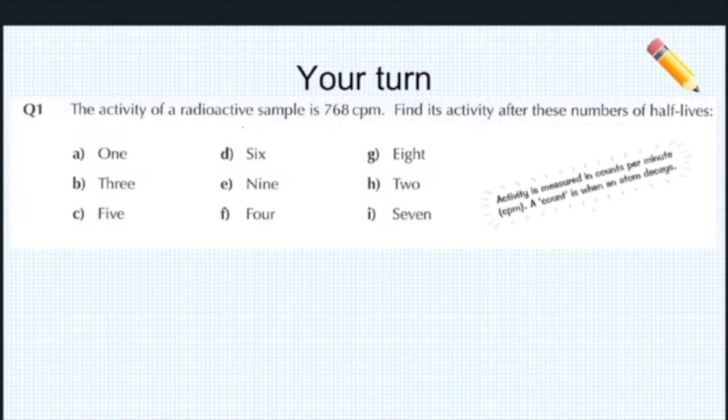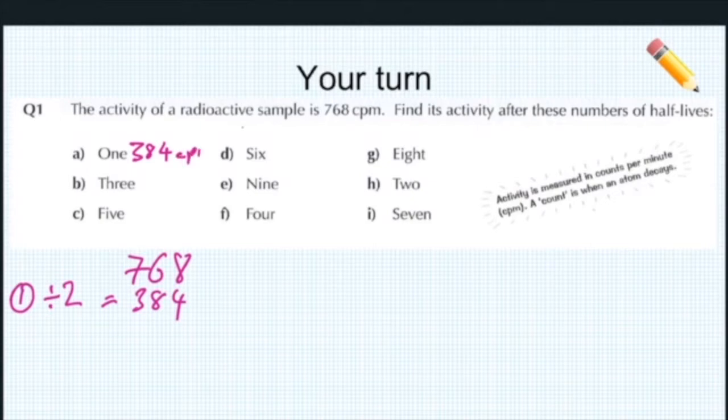So what we're going to do is start with 768 counts per minute, and we are going to have our first half-life. We're going to divide that by 2. I'm going to put 768 into my calculator, divide it by 2, that gives me 384. So after one half-life, we've got 384, and we need units because we always need units. So 384 counts per minute. After 2 half-lives, we're going to divide that number by 2. So 384 divided by 2 gives us 192. So that's 192 counts per minute.